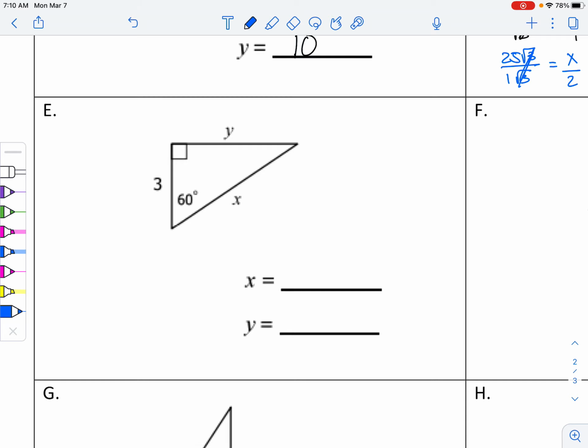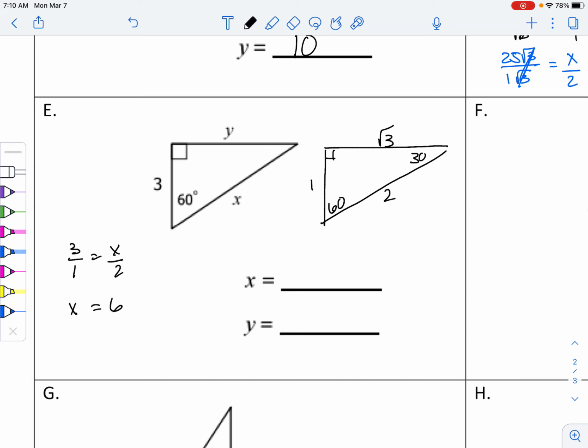Next problem, set up my ratio triangle. I have my 60 down there, which makes that my 30. Across from 30 is 1. Across from 60 is square root 3. Hypotenuse is 2. So from there, I have my ratios that I'm going to try and find. So I'm going to do my 3 over 1 equals x over 2. Do my cross multiplication. So I would have x equals 6.